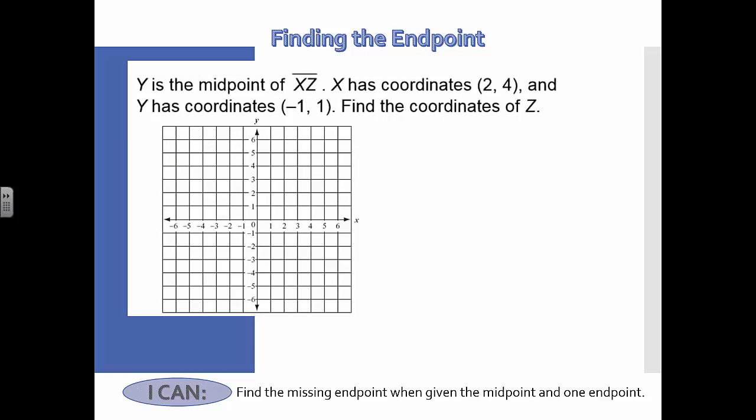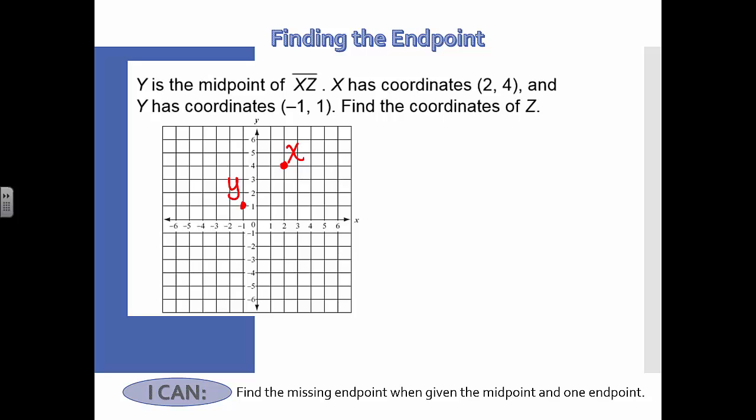Okay, so now we're going to change things up just a little bit because they tell us that y is the midpoint of xz. So we have our segment xz and y is the midpoint. Then they tell you the coordinates of x are 2, 4. So I am going to go ahead and plot the coordinates of x. There's point x, it's 2, 4. And they tell us the coordinates of y, which is -1, 1. That's the coordinate of y. But y is the midpoint, so somewhere down here we have to have our z.